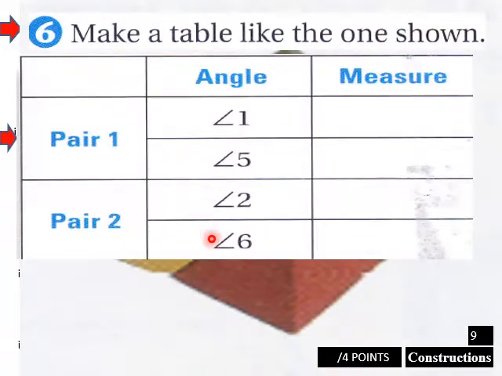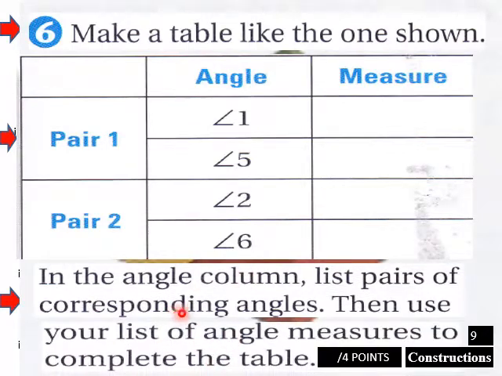Make a table like the one shown. So now we have a table here, 1, 5, 2, and 6. And then give the measure here for those. In the angle column, list pairs of corresponding angles. Then use your list of angle measures to complete the table. These would be corresponding here: 1, 5, 2, and 6.